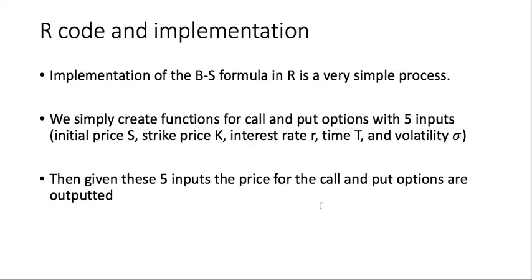So now some R code implementation. I did it 2 different ways. You can either code the formula yourself, creating a simple function with the 5 inputs, or there is an R function within the option pricing package that you can download and just use.